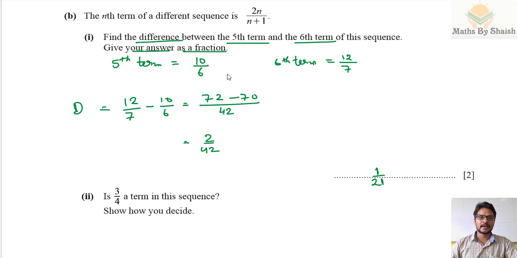Even if we subtracted 10 by 6 minus 12 by 7, we would get the same number but with a negative sign. That will not harm, but we should always write the positive answer, because the difference cannot be negative. Difference is always positive, so it is going to be positive 1 by 21.